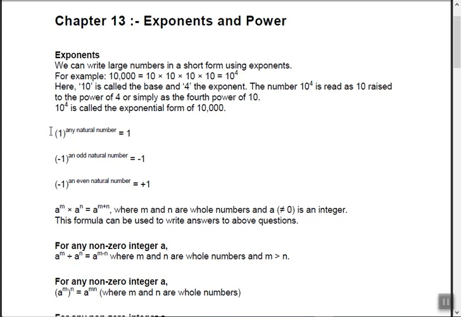Now, 1 raised to any natural number is 1. 1 raised to 10 is 1. 1 raised to 1000 is 1. Minus 1 raised to an odd natural number is minus 1. Why? Because, suppose let's say 5, it means minus 1 into minus 1 into minus 1, 5 times. Raised to means that many times. Now if you multiply minus an odd number of times, it will always be minus. Similarly, minus 1 raised to an even natural number is always plus 1 because minus multiplied an even number of times is always plus.